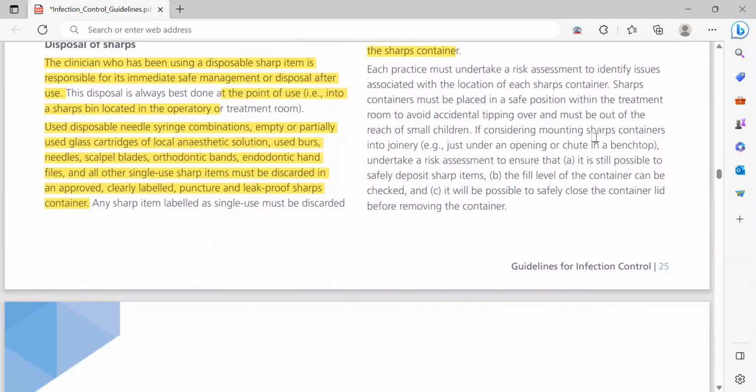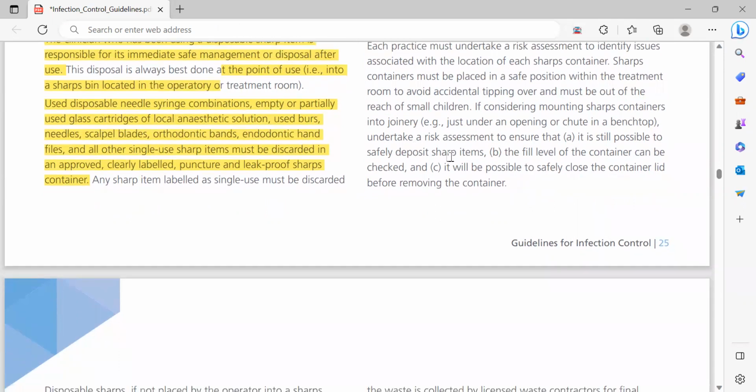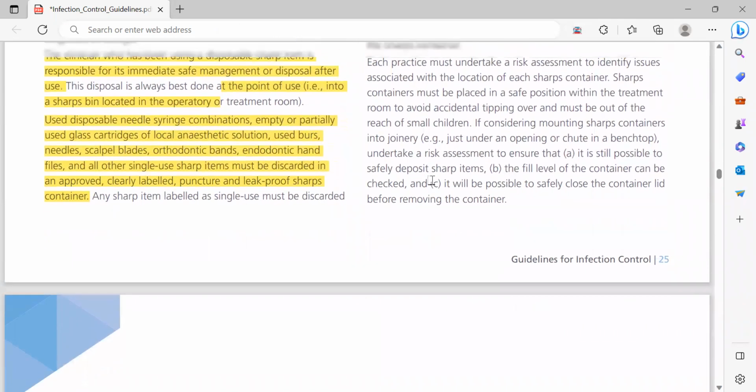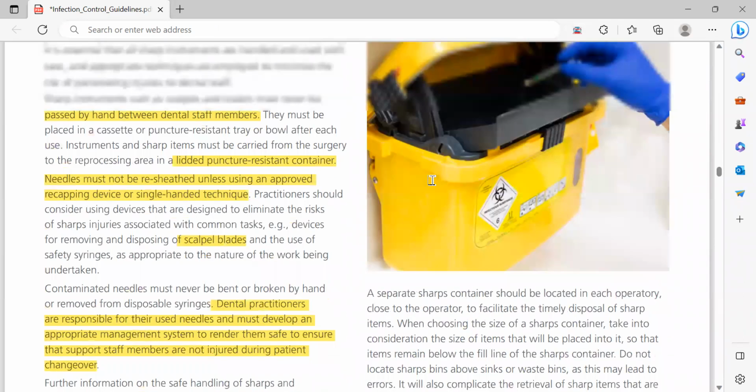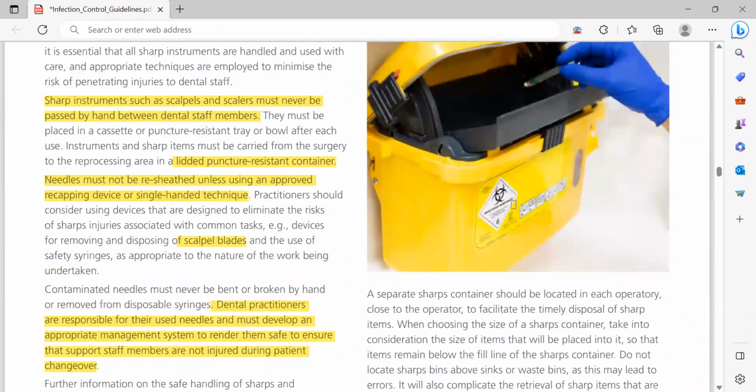If considering mounting sharp containers into joinery, then undertake a risk assessment to ensure that it is possible. So it is all your responsibility, and the location of the sharp container and its position should be evaluated.